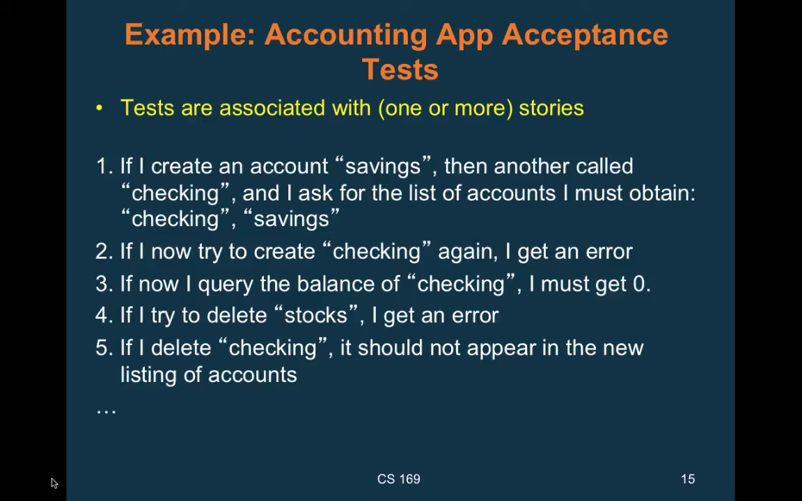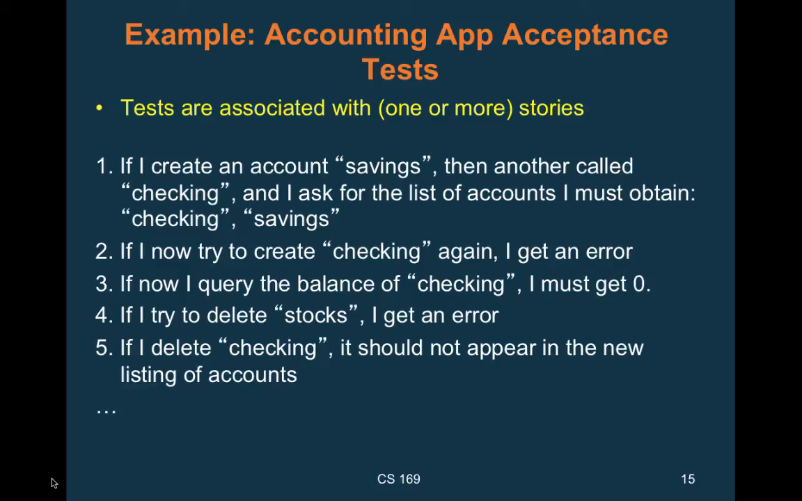And then maybe, of course, they'll run more tests and they'll discover, oh, I forgot to tell you that you should never be allowed to create an account named checking. It's a reserved name. They forgot this detail, but it's really part of the user story. So you need to have a test case for it, an acceptance test for it. You need to go back and refine the user story for the next iteration.